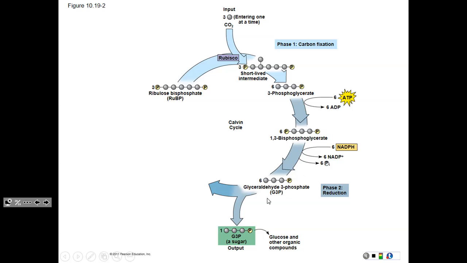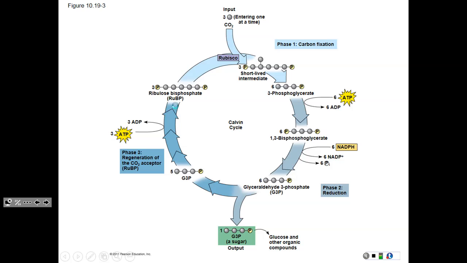Well, at this point in the process, we need more ribulose bisphosphate, and that can be made through a little more energy investment, fusing together these 3 carbon molecules to give you 5 carbon molecules. You need some ATPs to drive that process. Where do those ATPs come from? They come from the light reactions of photosynthesis.